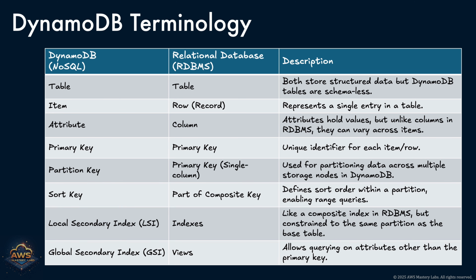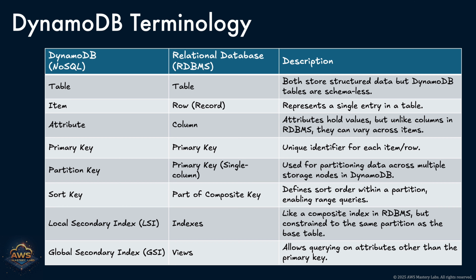Here's a comparison of terminology between traditional relational databases, RDBMS, and Amazon DynamoDB, providing a clear mapping of equivalent concepts across both models. In Amazon DynamoDB, data is stored in tables, much like in traditional relational databases such as MySQL or PostgreSQL. However, DynamoDB tables are schemaless, meaning that while each table must define a primary key, the individual items, comparable to rows in an RDBMS, can have completely different sets of attributes. This offers significant flexibility in data modeling, allowing you to store varying structures within the same table without predefined schemas.